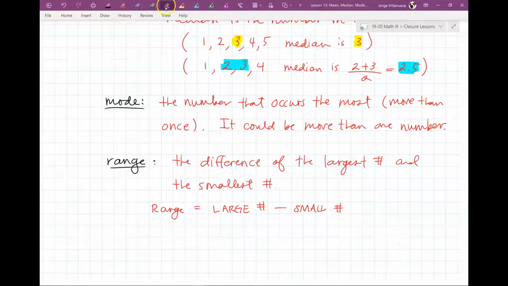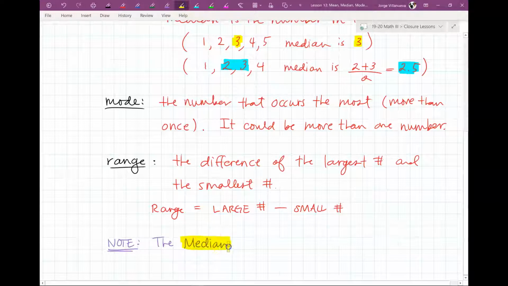Now, just a real quick note here, and then we'll move over. Hopefully you guys remember this. The median, I'll highlight it here, is often used to summarize data. So make sure you guys remember that. Median is often used to summarize data.